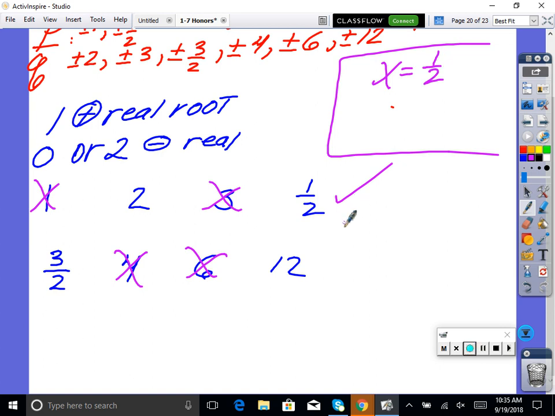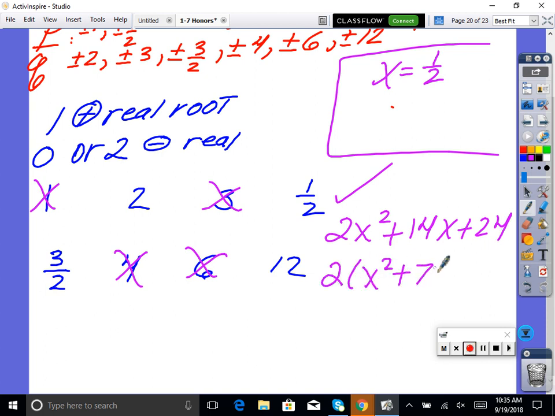What was your quadratic, sir? 2x squared plus 24. Okay, I'm going to factor out a 2. Do you agree? Yeah. So factor out a 2, then we get x squared plus 7x plus 12. Let's see if that factors. What multiplies to be 12 and adds up to be 7? 4 times 3? Yeah.